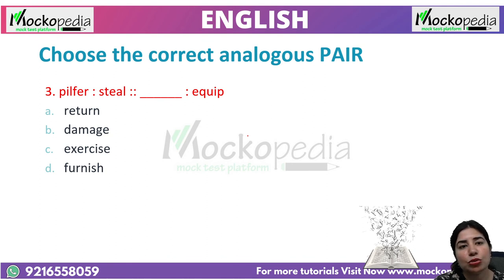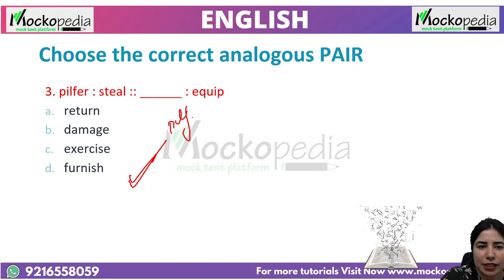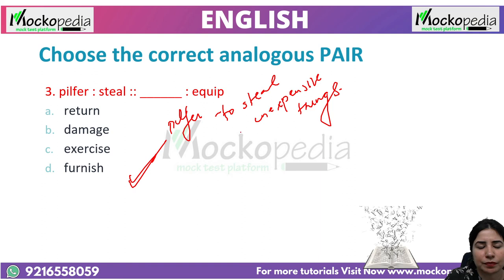Pilfer means to steal. Pilfering would be stealing small things, what is called petty theft, but pilfering and stealing are synonym terms. So what would equip be? Furnish. So D would be the answer, right? So pilfering is to steal inexpensive things, petty theft. Okay, so we can pick B as an answer for this question. You can write the meaning and then we'll proceed.